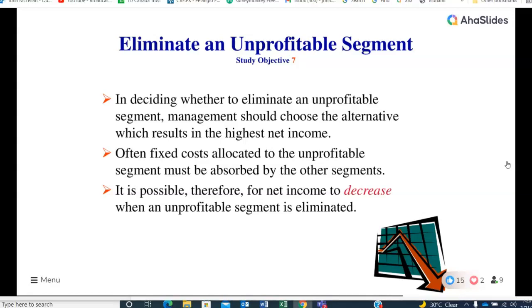And it's because they're indirect costs, so they're allocated. So you understand the difference between a direct cost and indirect. An indirect cost is allocated to all segments to absorb it. It is possible, therefore, for the net income to decrease. Now let's look at an example here.